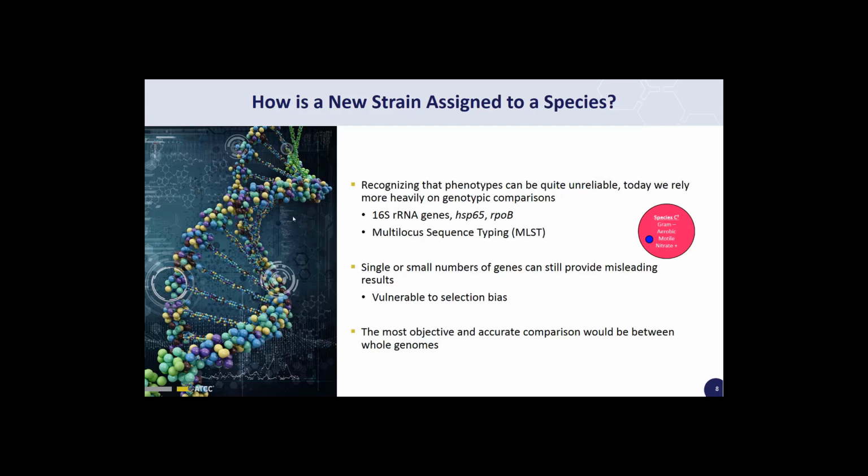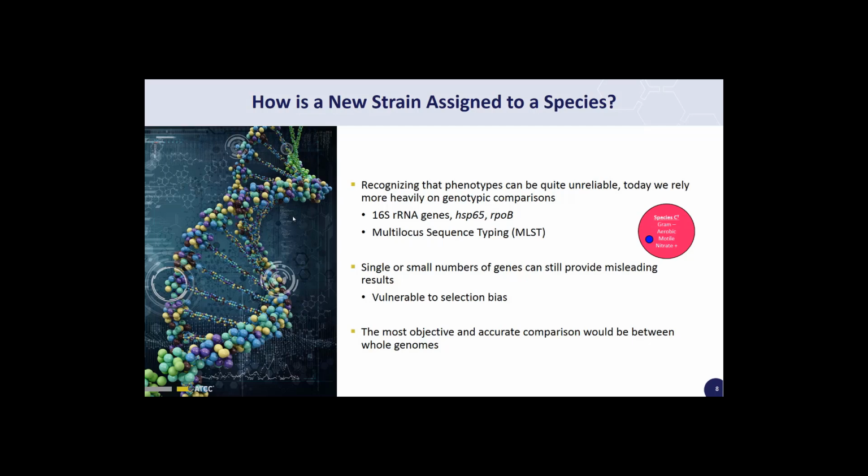In cases such as these, we can expand our genomic comparison to additional genes. Two commonly used genes include the housekeeping genes HSP65 and rpoB. Another approach is to expand the comparison to a number of different genetic loci using a technique called multi-locus sequence typing. However, even these approaches can still provide misleading results.